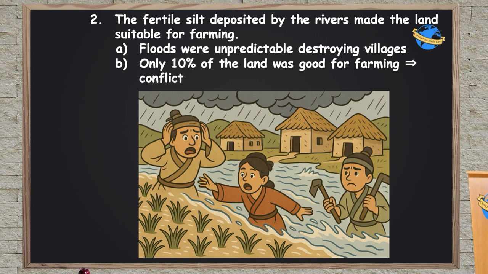And in fact, another problem they had was that the flooding was so severe and unpredictable that it would create flash floods, destroying entire villages, not just the crops. And in fact, only 10% of the land in this region was really good for farming, and this, of course, is going to lead to conflict. Right? If only 10% of the land is good for growing food, then people are going to fight over control of the land where the food is grown.